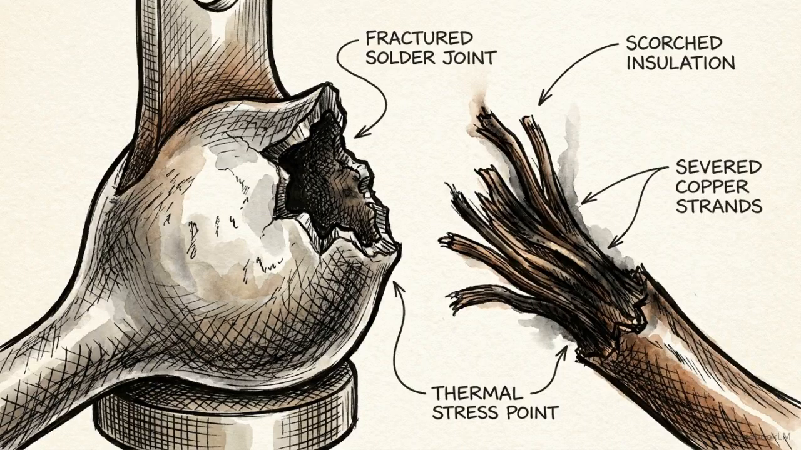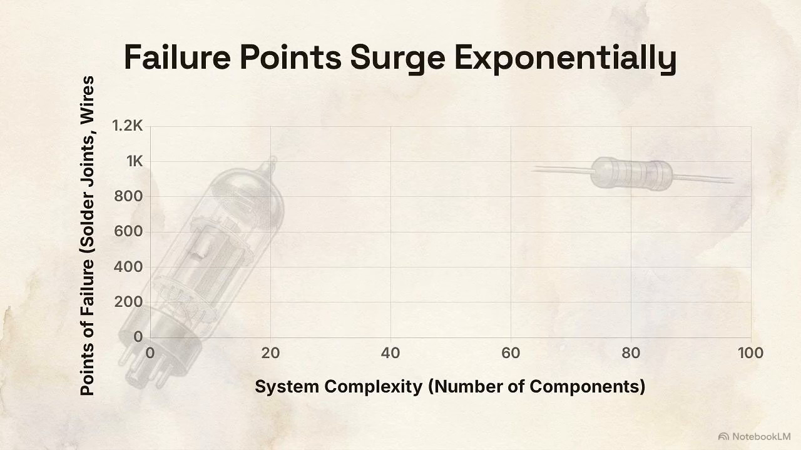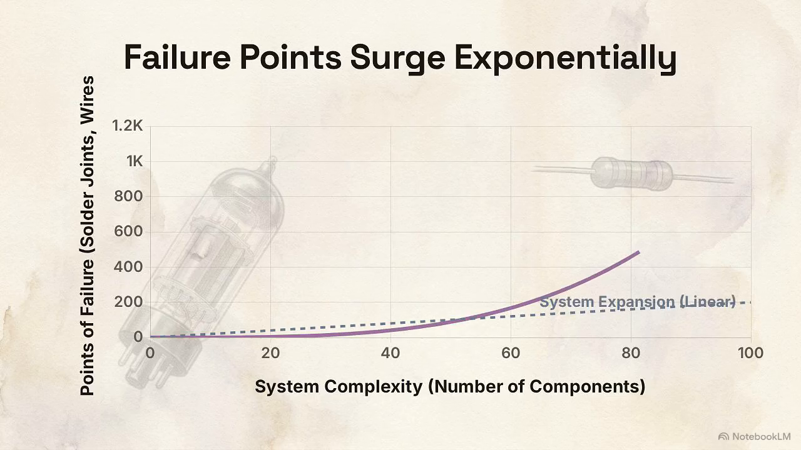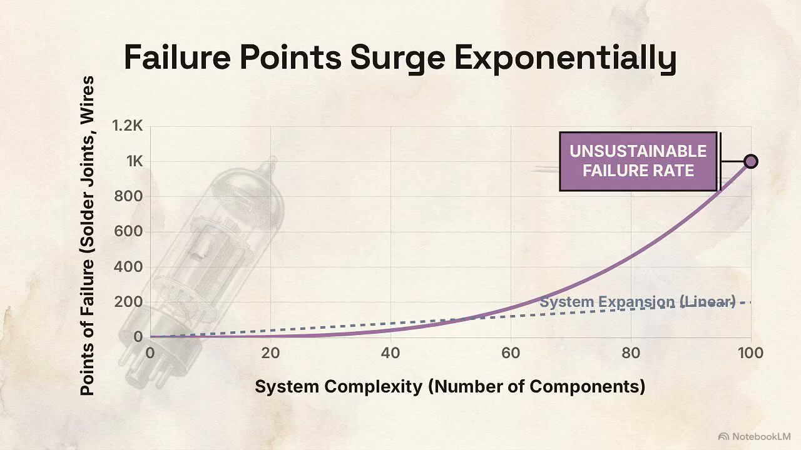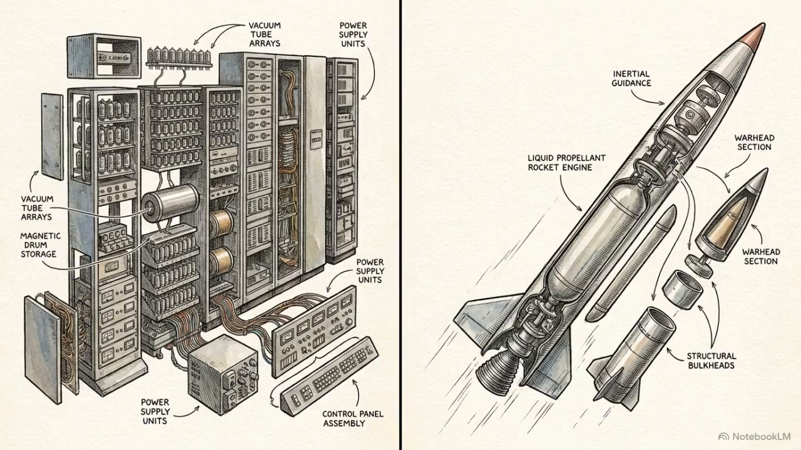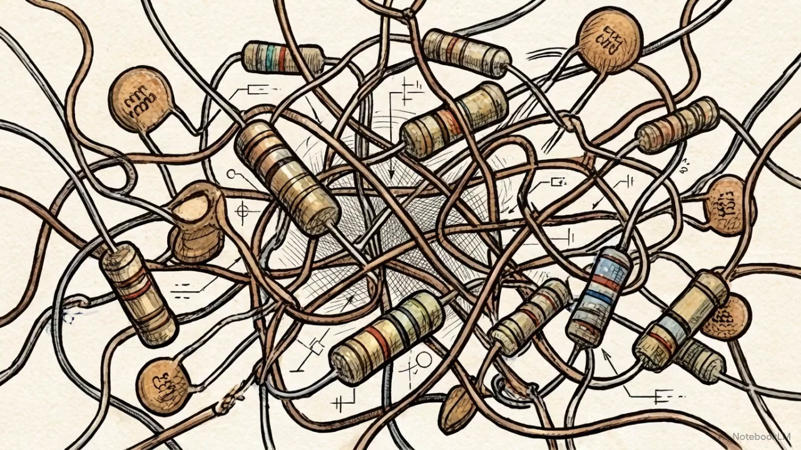Every time an engineer added a wire to connect two parts, they introduced a new place where a connection could snap, vibrate loose, or overheat. If you look at how this scales on a chart, the physical problem point becomes obvious. As a system's complexity rises linearly, the number of potential failure points curves violently upward. You quickly hit an unsustainable spike. Engineers wanted to build advanced computers and sophisticated missile guidance systems, but they physically couldn't add any more wires without the machines collapsing under their own complexity.